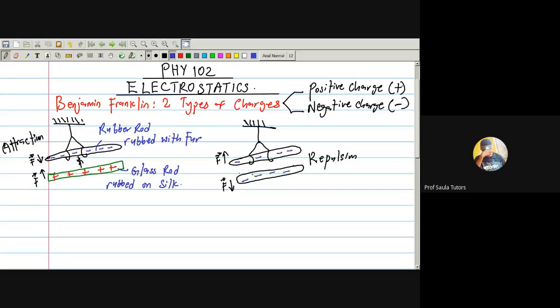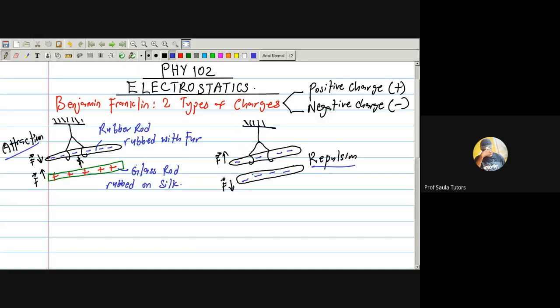So what did you observe? You are going to see a force of repulsion here. Now, this shows that we have two types of charges, positive and negative. And from here, you can easily observe what we call the law of electrostatics. The law states that unlike charges attract each other, as you can see here, while like charges repel each other, as you can see here.